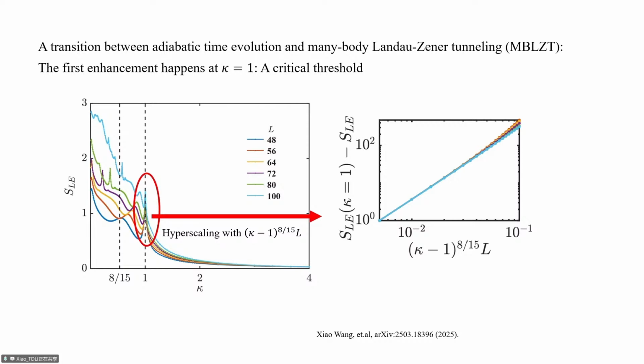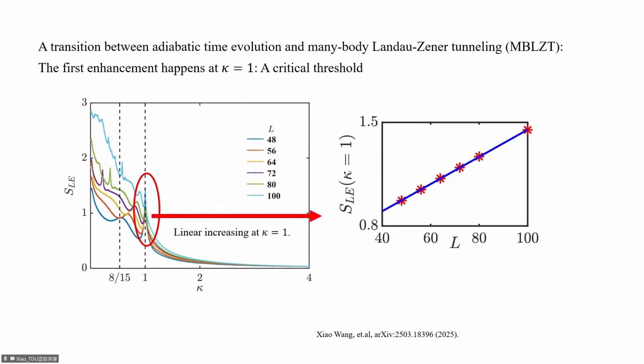And exactly at this kappa equals 1 point, you find that this dosimeter echo spectral entropy grows linearly with the system size, which is just the prediction I explained just now.